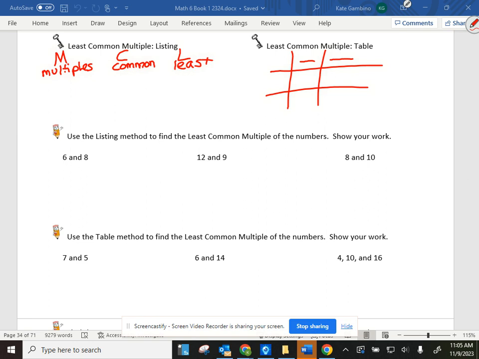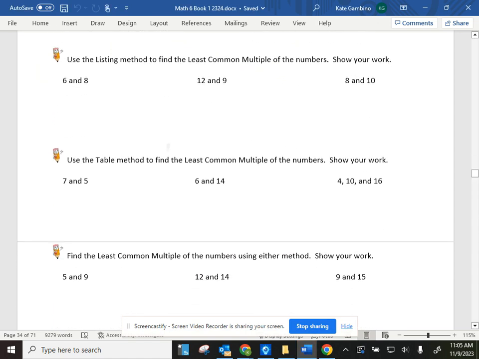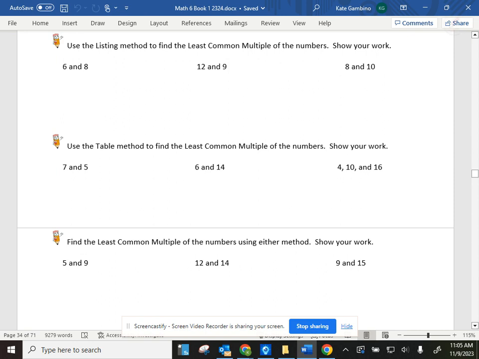So we're going to practice using these 2 methods, listing and doing the table method. And then on the second page, you're going to do which one you like better. But I need us to show our work for both methods. So what I write on the board, you write on your paper. So we're not goofing around. We're not doodling. We're not trying to work on the second page. We are all on the first page. We are all following along and writing what I'm writing on the board.